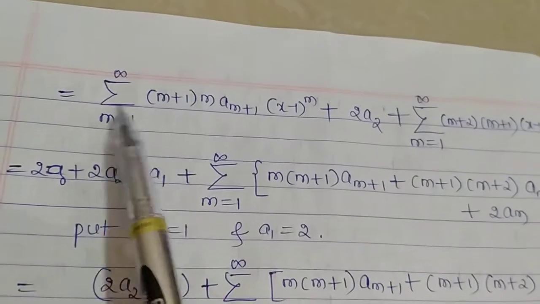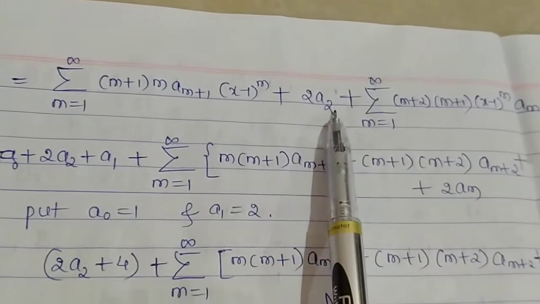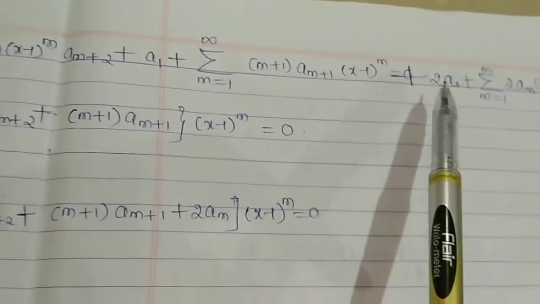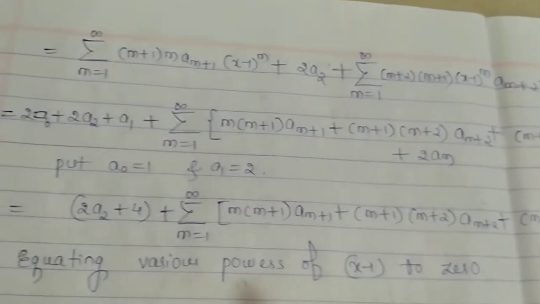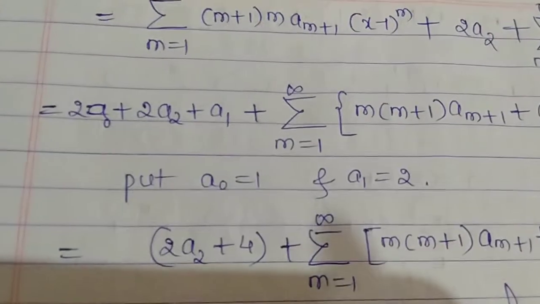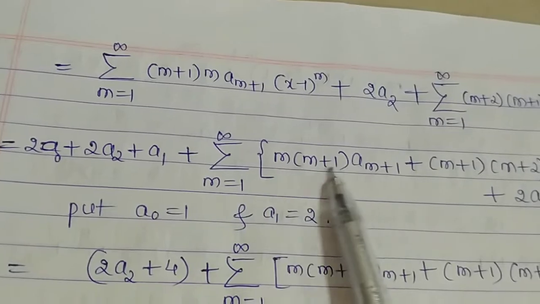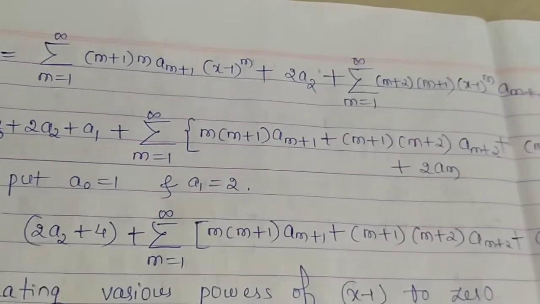I'll get summation m is equal to 1 to infinity x minus 1 to the power m, plus 2 a2, summation m is equal to 1 to infinity a1, and 2 a naught, summation m is equal to 1 to infinity. Now I have to keep all the constant terms on one side, that is 2 a naught, 2 a2, a1, and summation m is equal to 1 to infinity of all the coefficients of x minus 1 to the power m on one side.